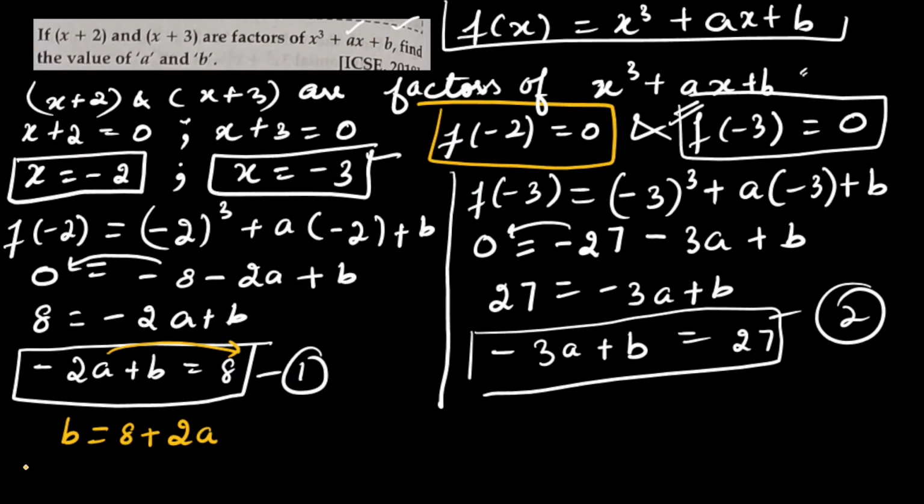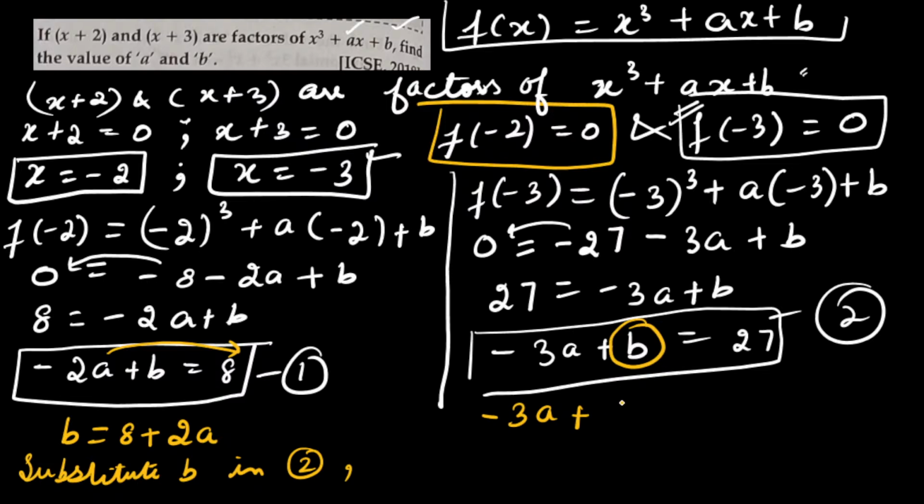You can mention these lines: substitute b in the second equation. These types of wordings you can mention while doing the question. So the second is this. In place of b here we just have to substitute the value which we have found. So minus 3a plus b's value, which is now 8 plus 2a, is equal to 27.